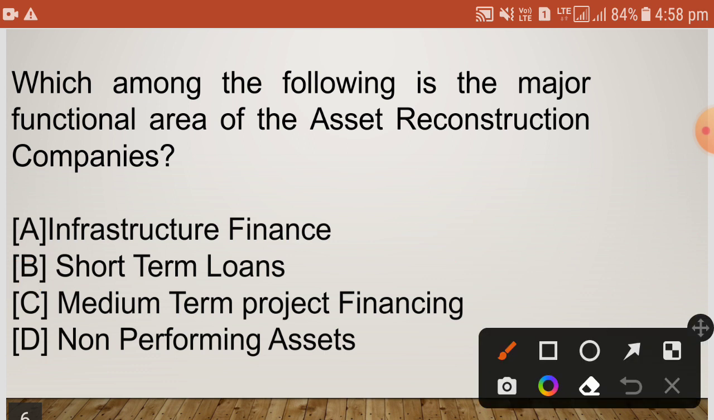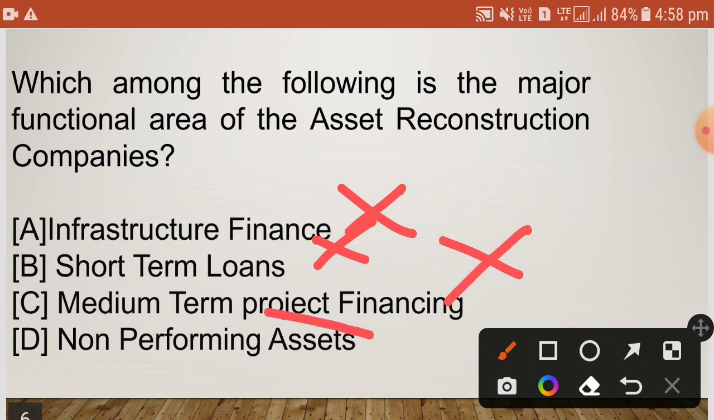So now let us see. Infrastructure finance, no. Short term, no. Medium term project financing, no. It is non-performing assets.